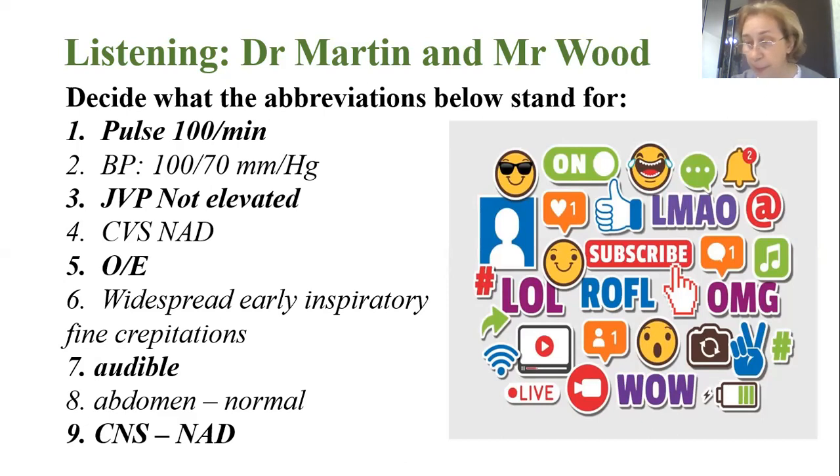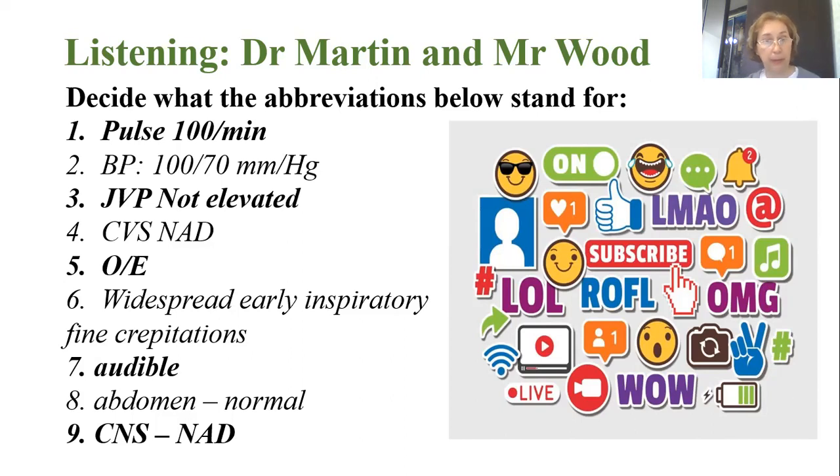BP. Any ideas? Yes, who can help us? BP means blood pressure. Yes, it is 100/70 millimeters of mercury. Right, great. So the next is for Amar, please.